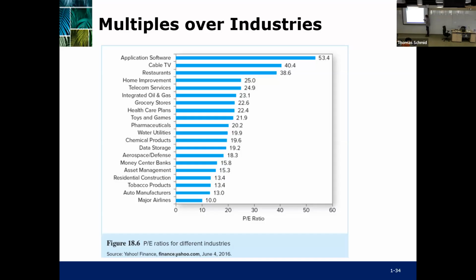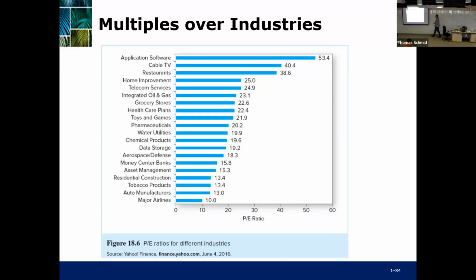Why is the PE multiple so different across industries? Any ideas? For some industries, like application software, you have to pay 50 times earnings to get the share. In another industry, you only have to pay 10 times the earnings to buy the share. Why? Yes, I think mostly growth potential.